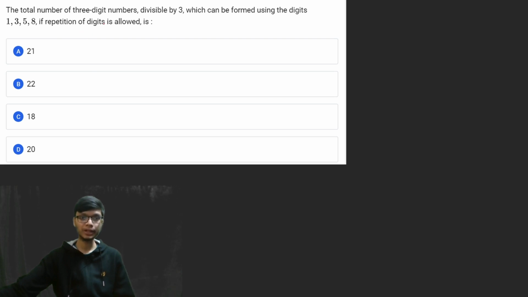The very first problem is on your screen. It says the total number of 3-digit numbers, so it specifies that you have to form 3-digit numbers which are divisible by 3. Let us assume that n is a 3-digit number and it is divisible by 3, then it is a multiple of 3. That means when we divide by 3, the remainder is equal to 0. So it is something of the form 3k, where k is an integer.